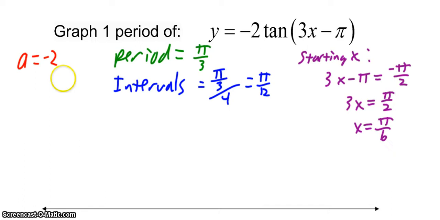Okay, so we have an A value of -2, a period of pi thirds, our intervals are pi twelfths, and our starting x value is going to be pi sixths. Now another thing I just want to emphasize, if I asked you what is the amplitude, you would say none or does not exist. So if I ask you for amp, it's a trick question, it does not exist.